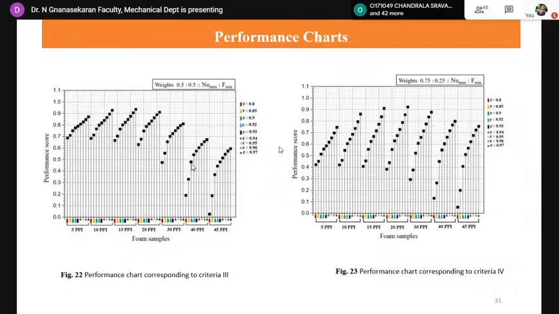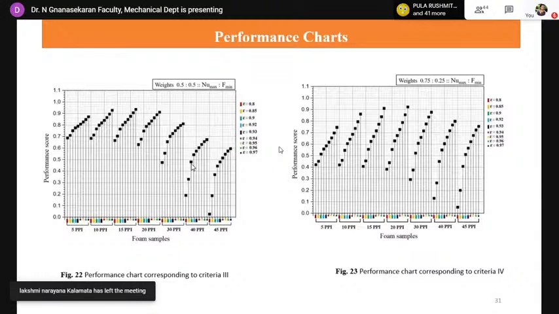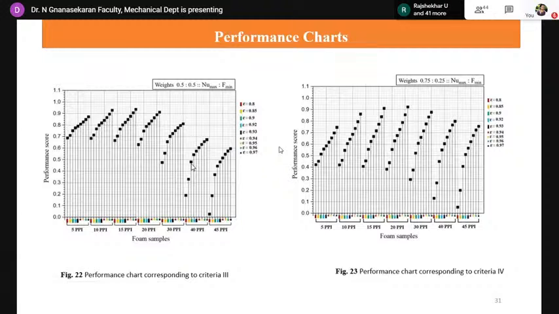In that case, now the solution moved toward 15 ppa. For 15 ppa at 0.97, the performance score is very high when 50% weightage is given to Nusselt number and 50% weightage is given to the friction factor. Similarly, when we give 75% to Nusselt number and 25% weightage to the friction factor, the solution changes to 20 ppa, and the performance score is higher for the 20 ppa, 0.97 porosity.